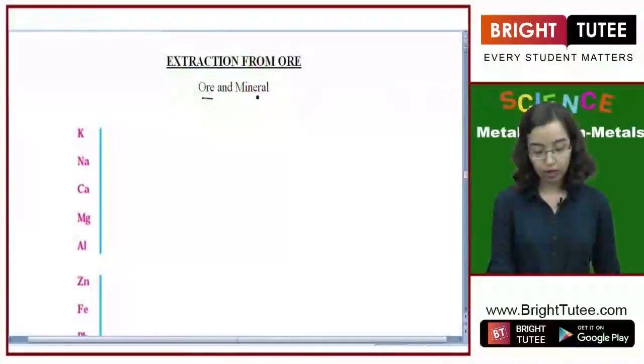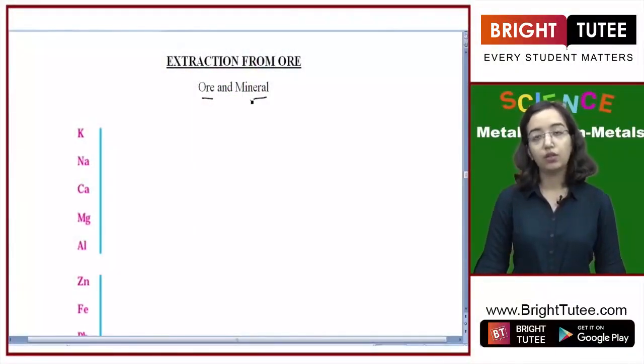We'll be understanding how metals exist in nature, how we retrieve them from the rocks, and how we make them useful for our day-to-day use. So for understanding extraction of metal from ore, we first need to understand what is ore and what is a mineral. Now the difference here is very simple.